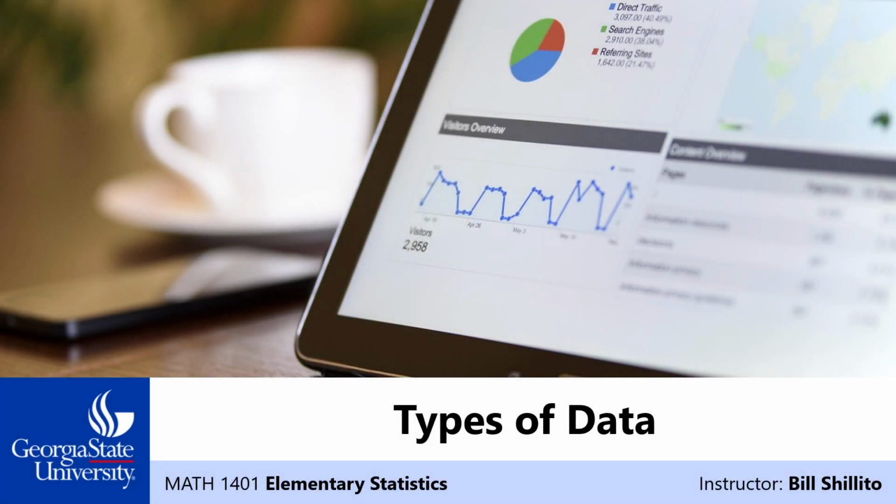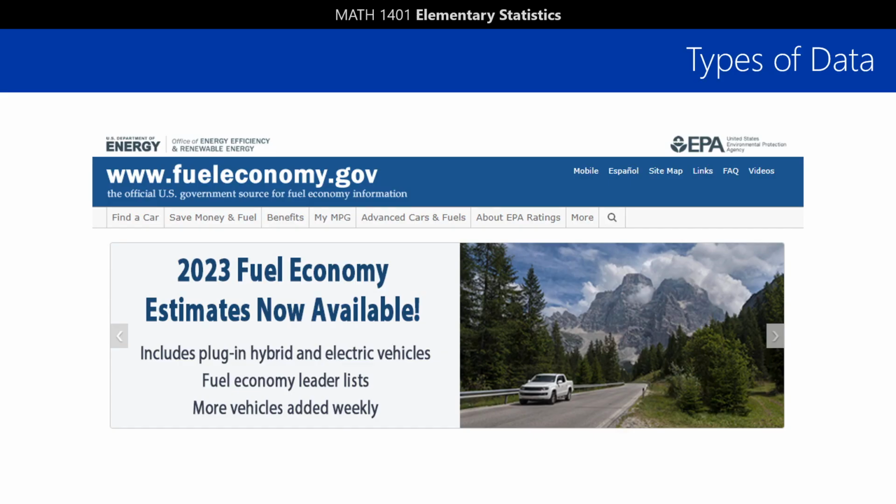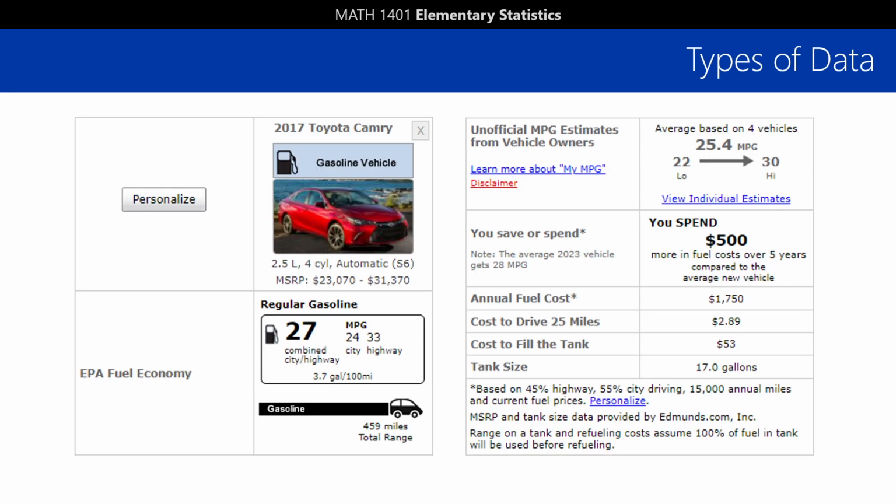In this video, we'll look at different types of data that we use in statistics. FuelEconomy.gov is a website run by the United States Environmental Protection Agency, or EPA, which tracks the fuel economy of various vehicles. On their site, you can look up any vehicle, and immediately you're presented with many types of data.